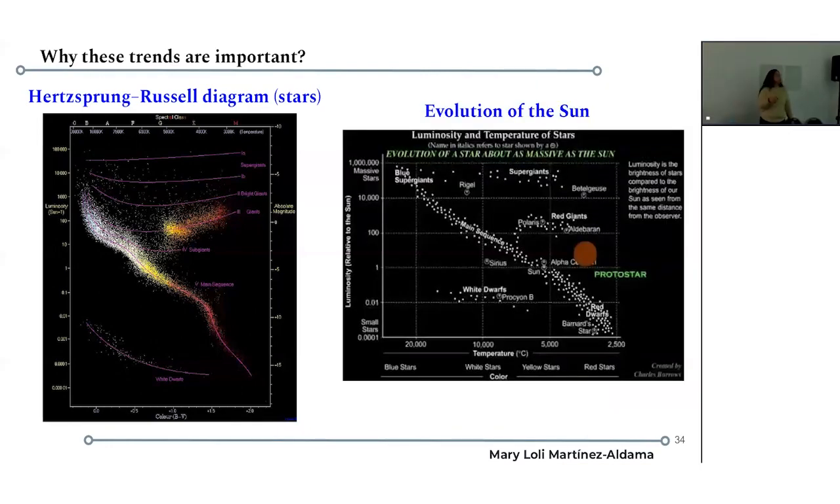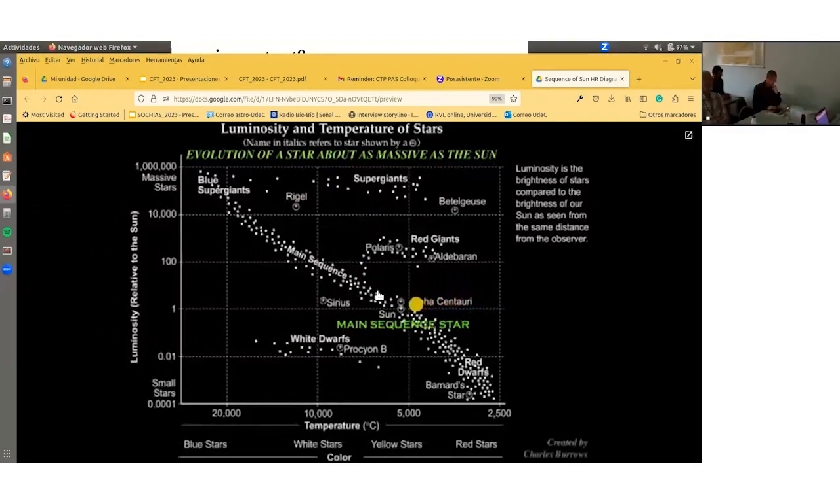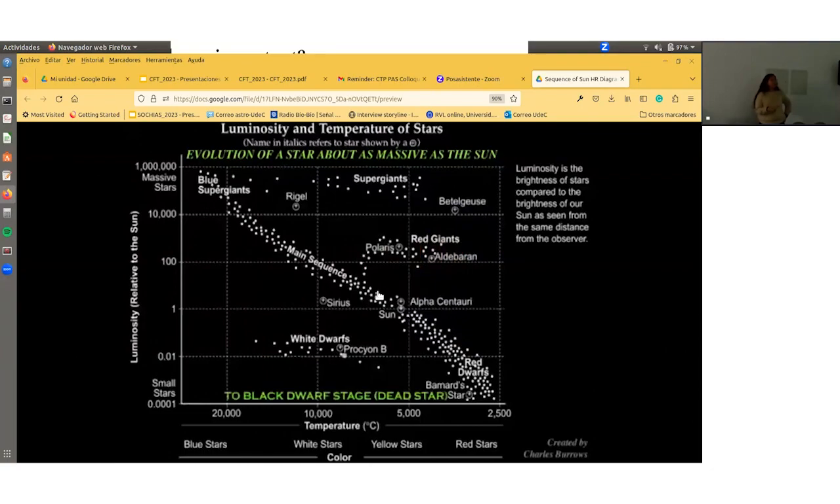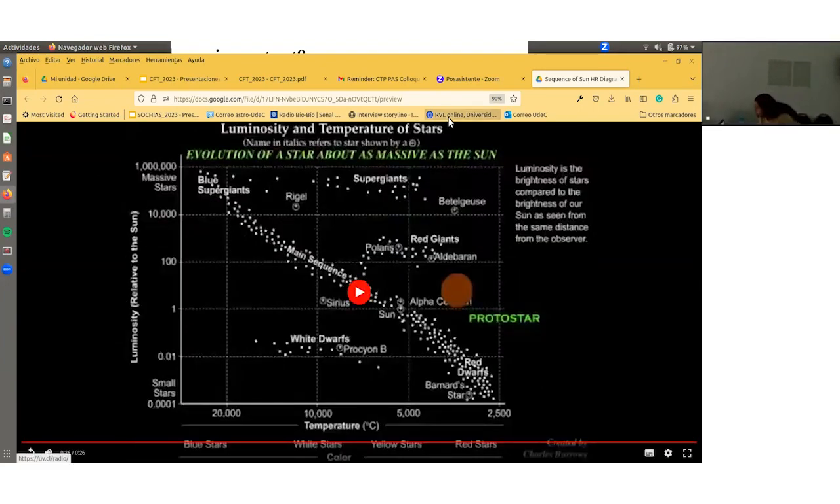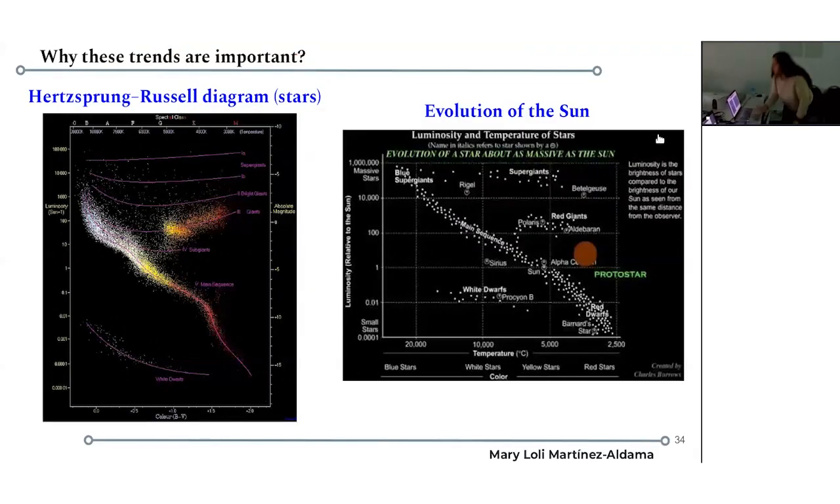So as an example, I would like to show you how the Sun evolves in this sequence. So now the star is moving to the main sequence. This is the main sequence, where it's burning hydrogen. Then the hydrogen ends and then it moves to a red giant star and moves to the white dwarf stars and then moving to the last stage of the Sun. Yeah, so behind this diagram that correlates the luminosity and the temperature, there is physics and also there is an evolution.